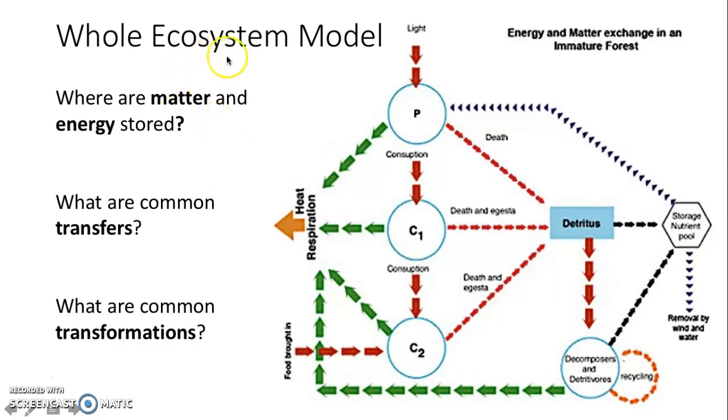Then our whole ecosystem model. Looking at matter and energy stored, I'm looking for all of these units. There are circles here: P for producer, C1 for primary consumer, C2 for secondary consumer. We also see storages here: detritus, this storage nutrient pool, and decomposers over here as well. So all of these things are considered storages.